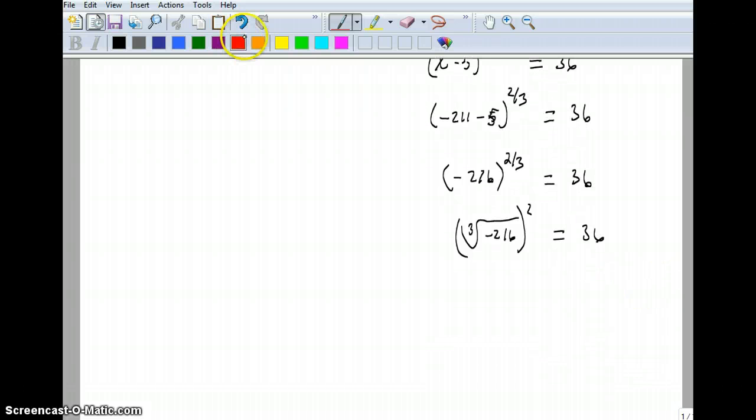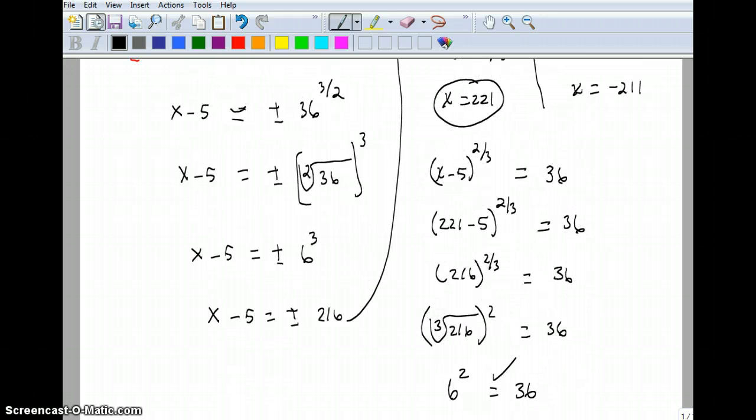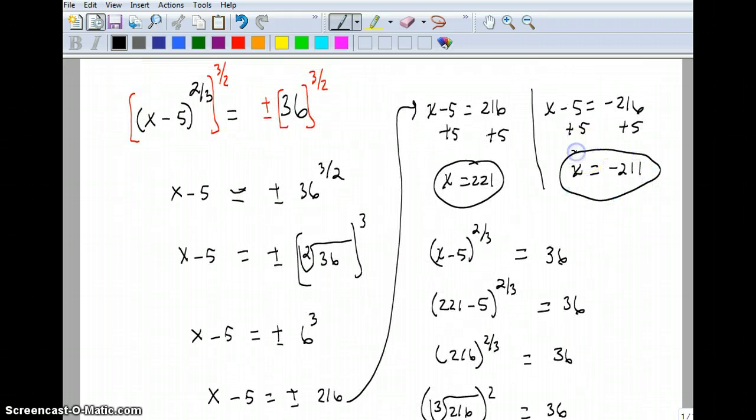Make that same transformation. The denominator becomes the index. The numerator becomes the exponent. Well, the cube root of a negative 216 would be a negative 6, because a negative 6 times a negative 6 times a negative 6 would be a negative 216. And if we square that, we're going to get a positive 36. And so we confirmed that not only is 221 a solution, but so is negative 211. So those are the two solutions.